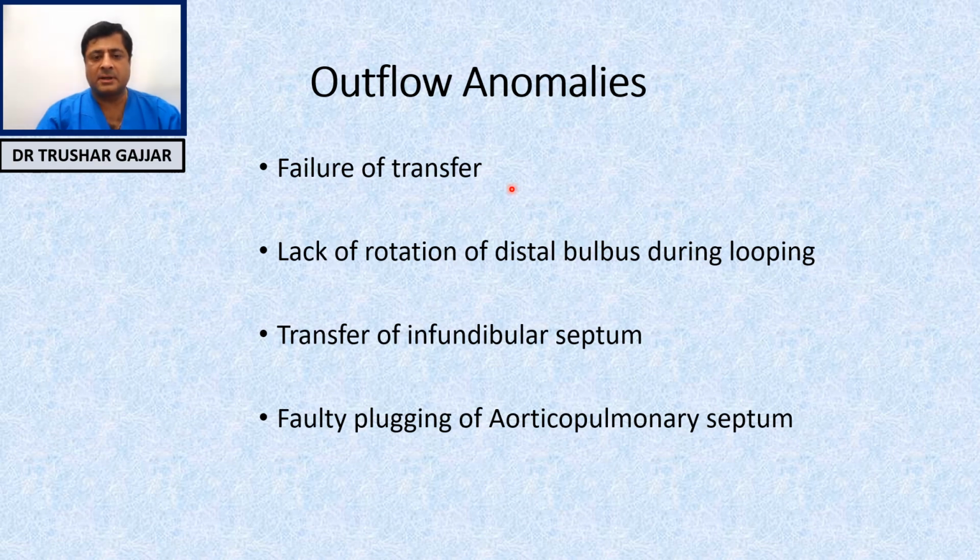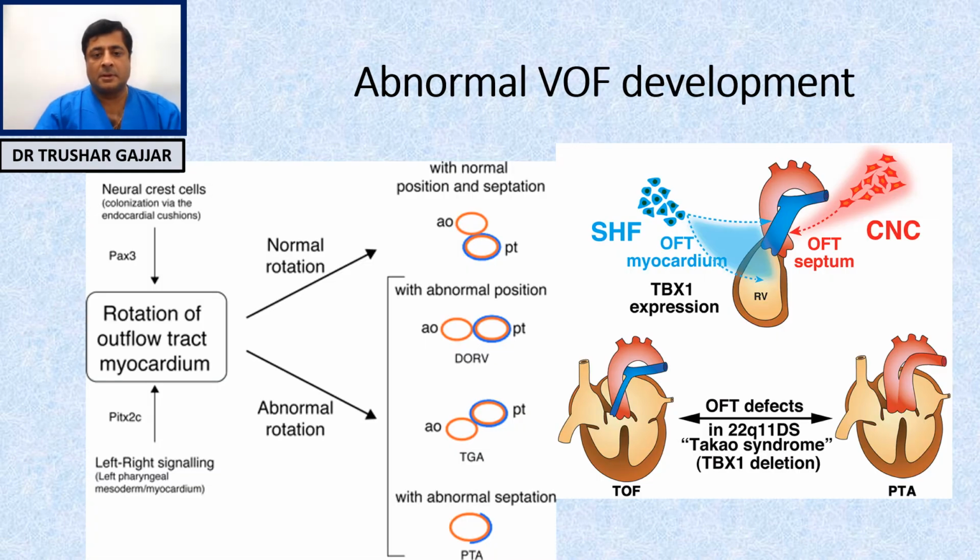So outflow tract anomaly occurs because of failure of transfer, lack of rotation of the distal bulbus and looping, lack of transfer of the infundibular septum, and there will be a faulty plugging. As we said earlier, these two areas, the cardiac neural crest cells as well as the secondary heart field, will help in formation of the outflow tract. Any defect in this will lead to various kinds of anomalies of rotation or septation.